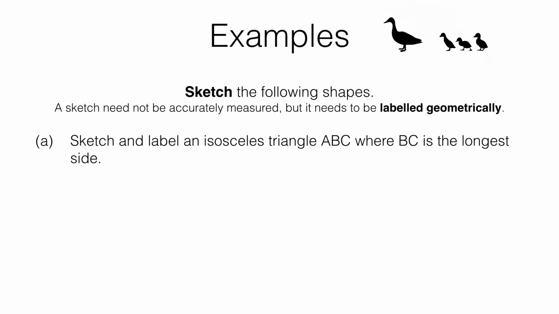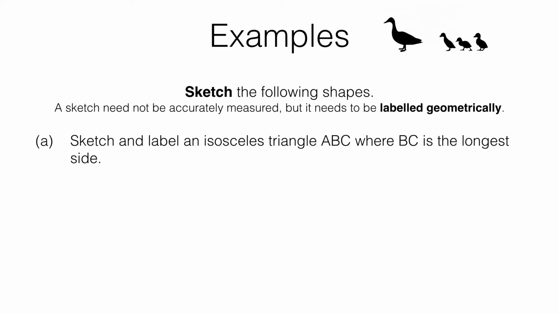Let's get straight into the first example. We need to sketch and label an isosceles triangle ABC where BC is the longest side. So, first of all, what's an isosceles triangle? Well, it's a triangle that has exactly two sides that are the same length. Now, more than that, in this particular case, we want to have a longest side.